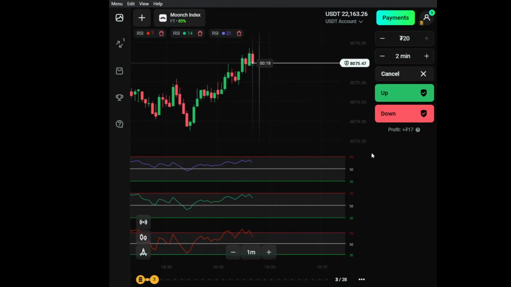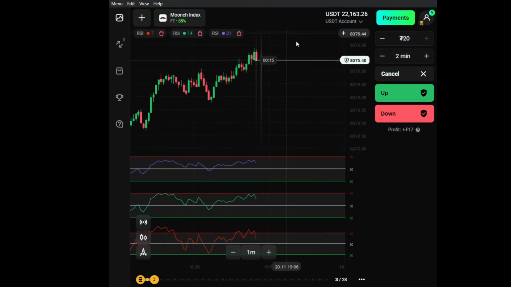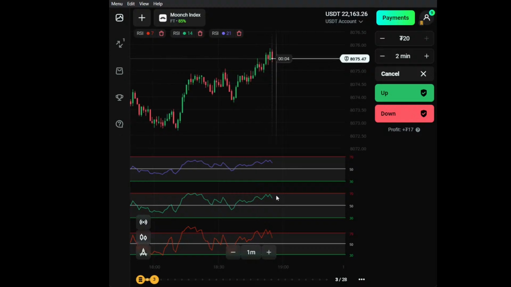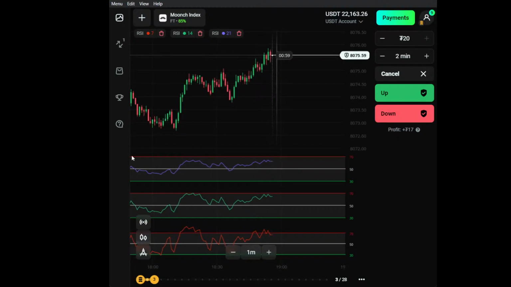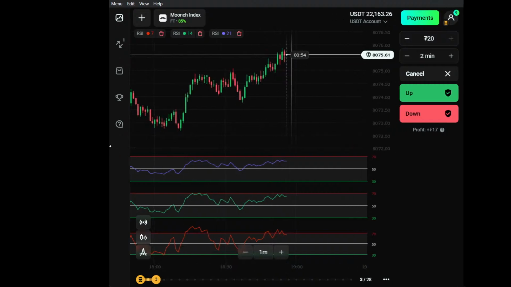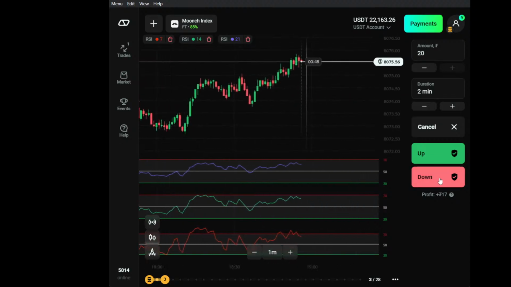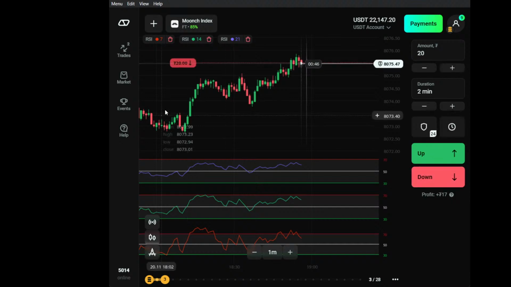Now I have one more risk free which I will be using in Moonch Index, because I see that a good down signal is coming up. I will wait for this candle to end and then I will make this trade. Okay, let's do this. Alright, so yes, we have made this trade.